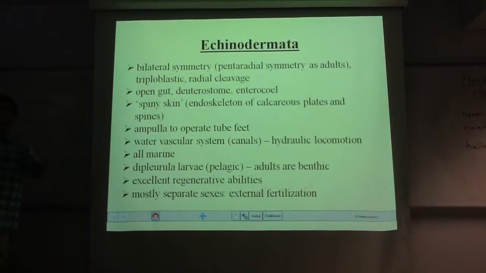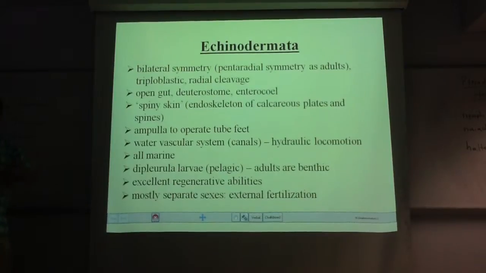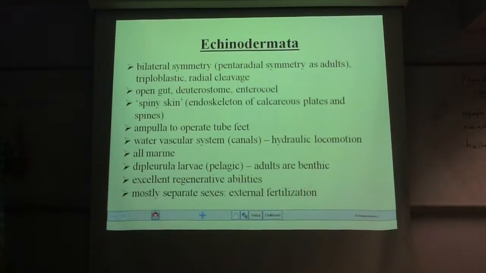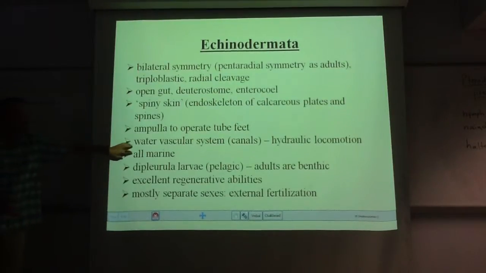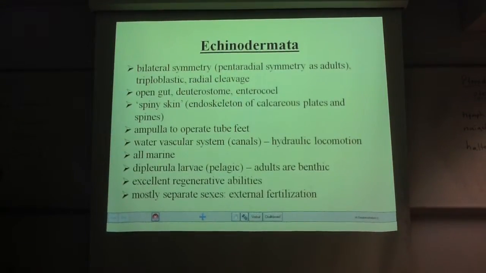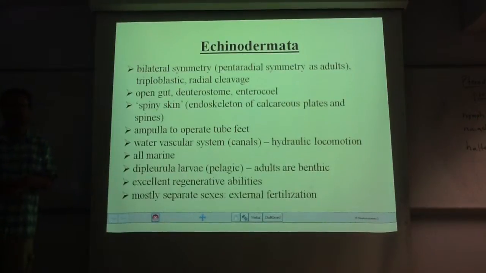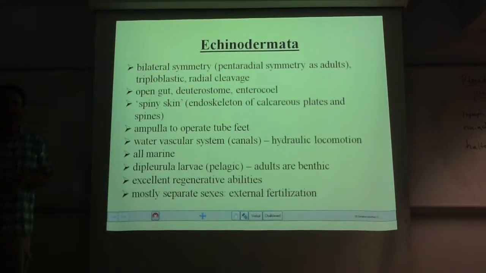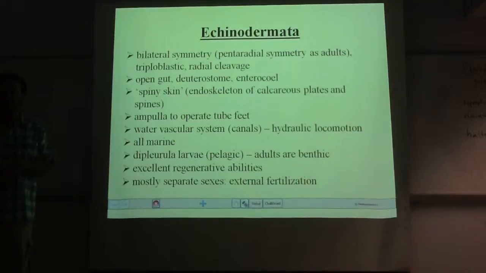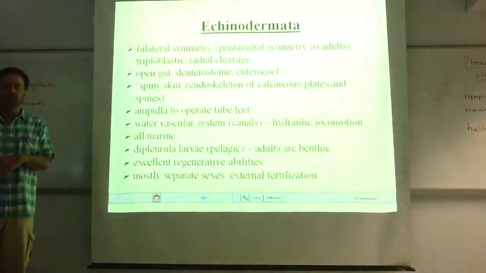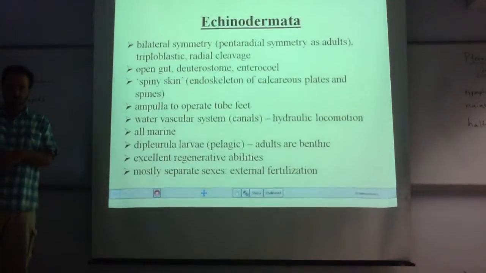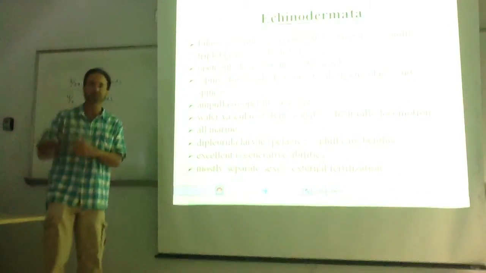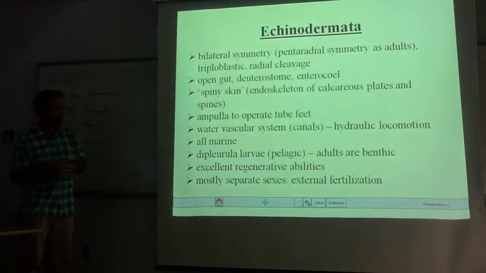If you asked me, what could I put as a synapomorphy for echinoderms? What would be a character that presumably evolved on the branch leading to echinoderms? Something that is just unique for them, that all of them have and nobody else has. This idea of a water vascular system would probably be it. When you dissect your starfish, you'll see a starfish is anatomically very simple. It does basically three things. It eats, it reproduces, and it moves. That's basically all a starfish does.